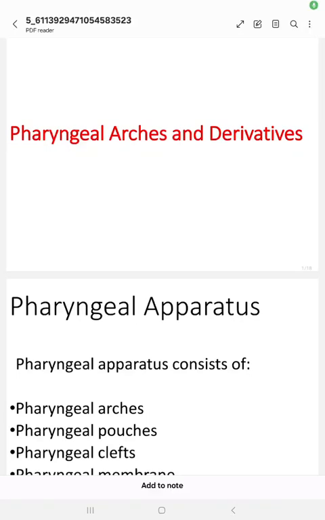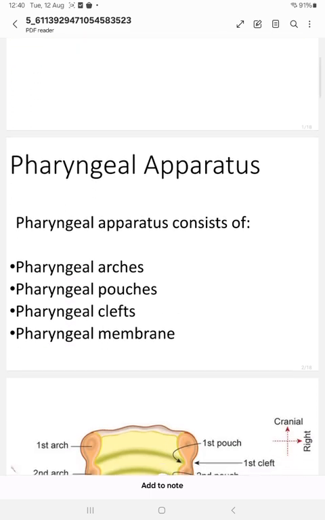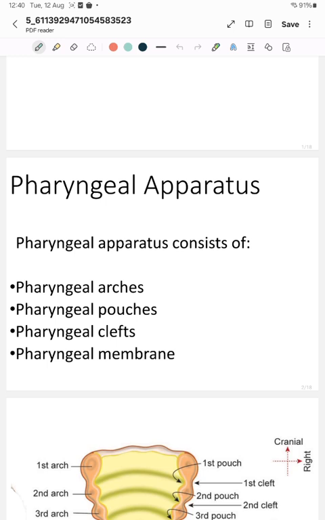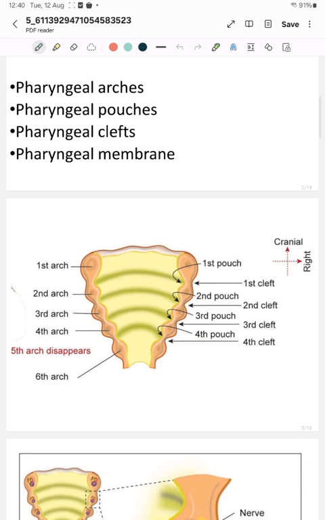Doctors, the topic for today will be pharyngeal arches and derivatives. Pharyngeal arches are a component of the pharyngeal apparatus. The pharyngeal apparatus consists of pharyngeal arches, pharyngeal pouches, pharyngeal clefts and the pharyngeal membrane. Today we'll talk about pharyngeal arches. It is one of the most commonly asked questions in the MBBS first prof anatomy paper.